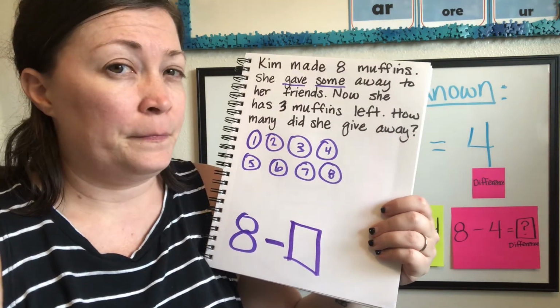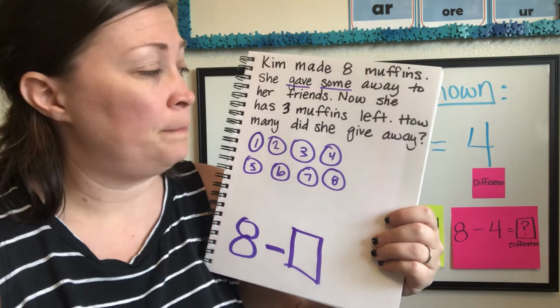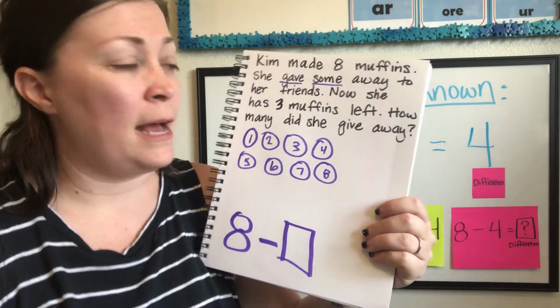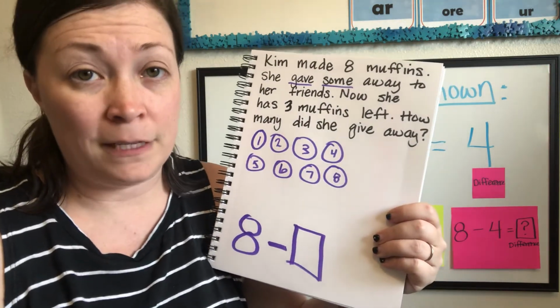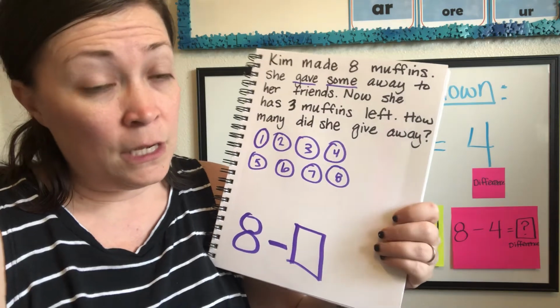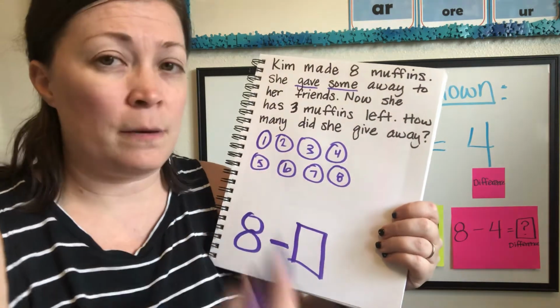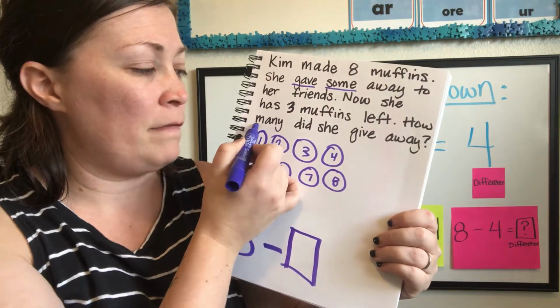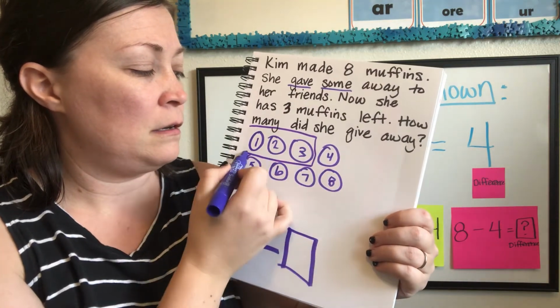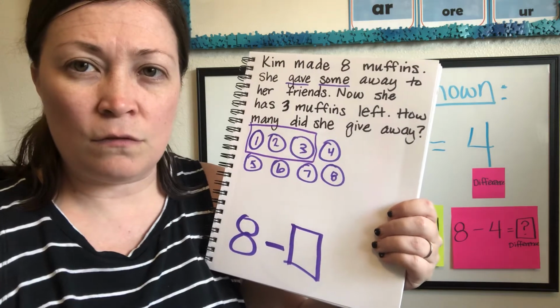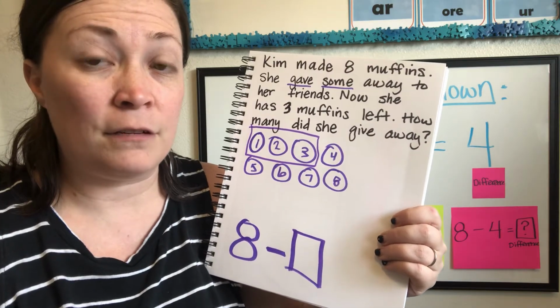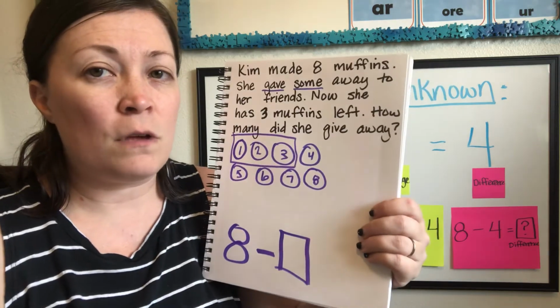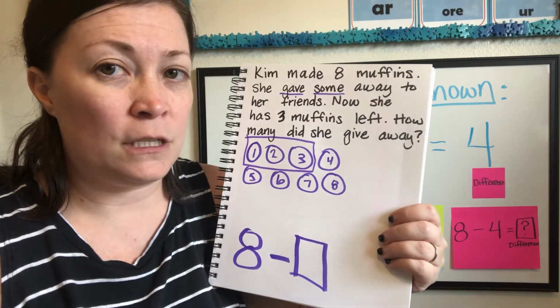Now, the last important piece of information. Now Kim has 3 muffins left. So again, we need to go back to our picture. If she has 3 muffins left, do you see the 3 muffins right here? Yeah, so there's the 3 muffins left. So see if you can figure out how many muffins she gave away.